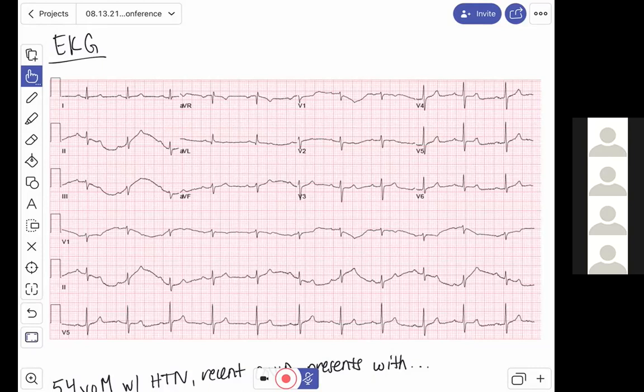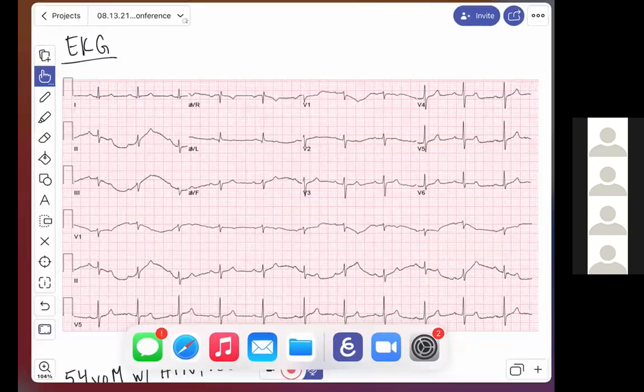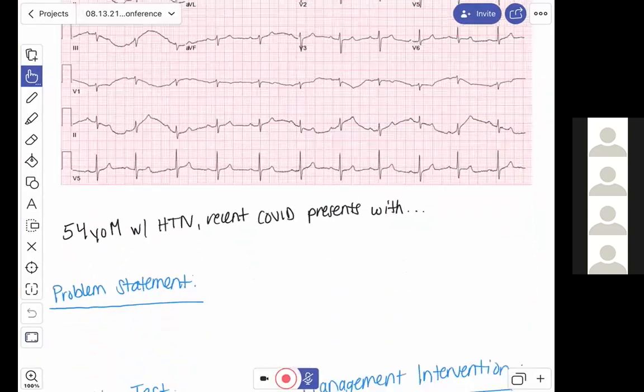No big ST segment elevation. We don't see anything super overt with his T waves or other evidence of ischemia. So we're good on this front. No major findings here. Okay, so let's get into a little problem representation.